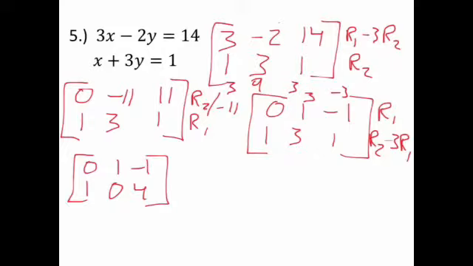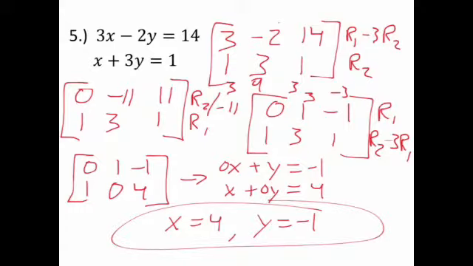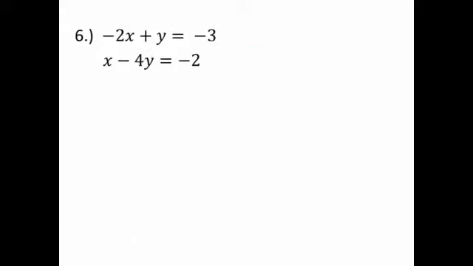So now I have this, and if I transfer that back into a system, I'd have 0x plus y equals negative 1, and then x plus 0y equals 4, and so x is 4, y is negative 1. And that's my solution to the system. Ta-da! Moving on to the next one, I'm going to transform that into a matrix and do my row operations.